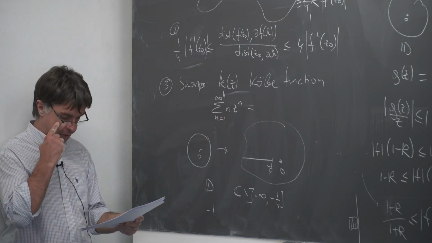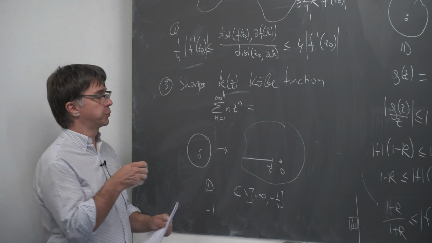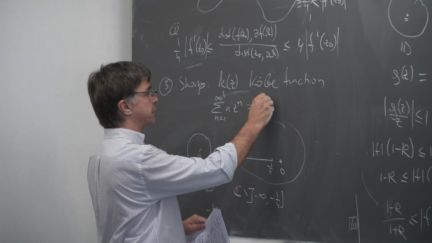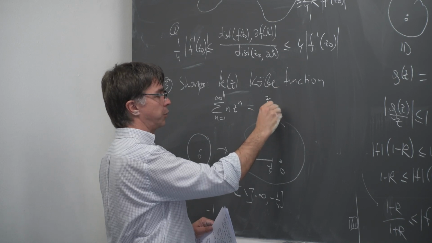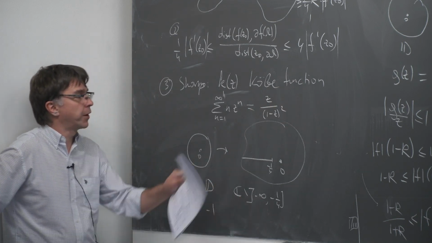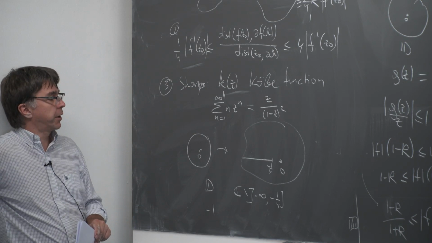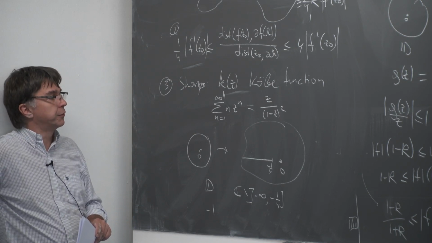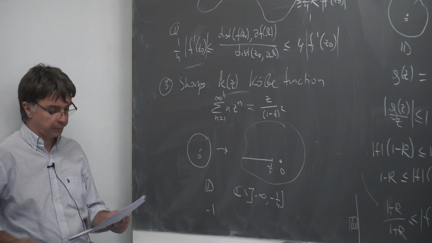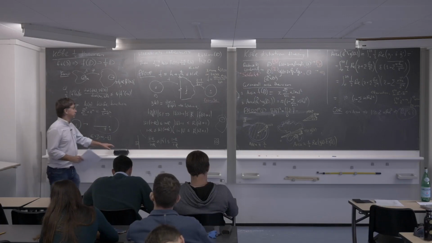I always forget what the formula is. Probably it's z over 1 minus z squared. So if I plug in -1, I get minus 1/4. If I plug in 1, I should get infinity. Yeah, that's it. Okay.